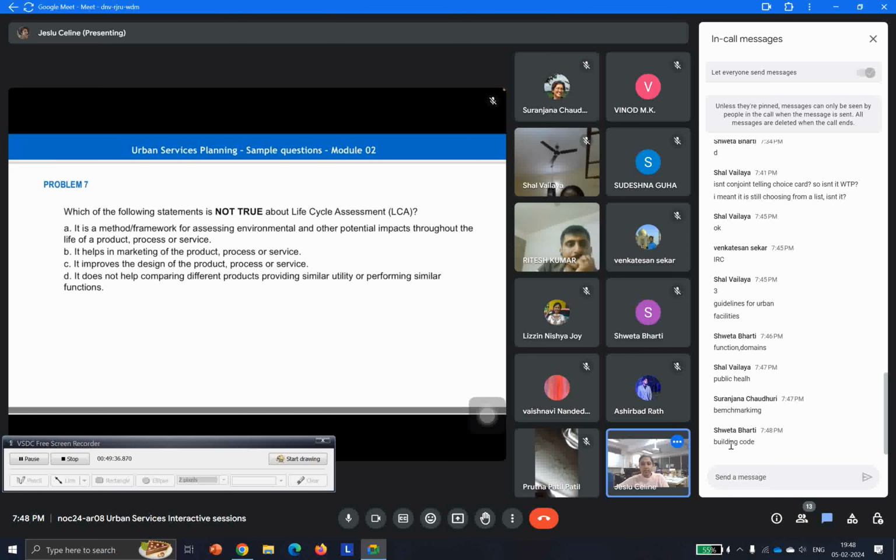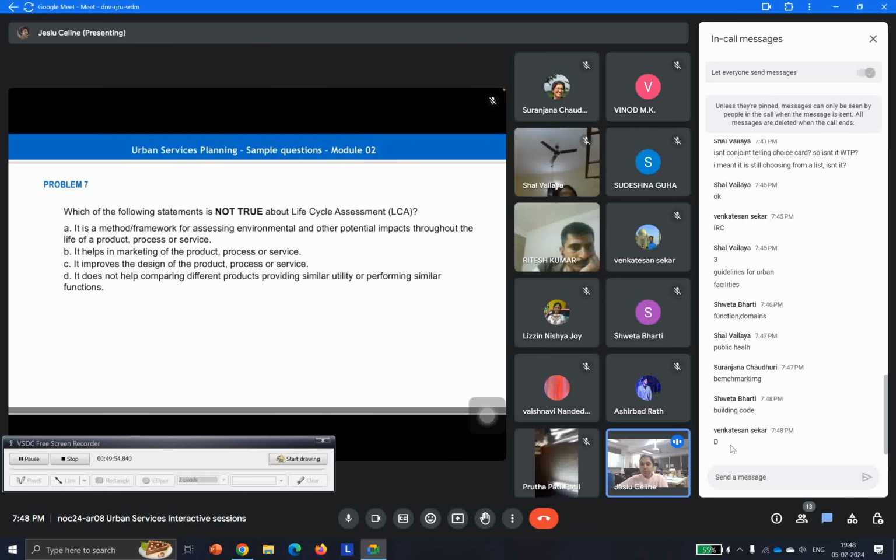Which of the following statements is not true about life cycle assessment? A, it is a method or framework for assessing environmental and other potential impacts through the life of a product, process, or service. B, it helps in marketing of the product, process, or service. C, it improves the design of the product, process, or service. And D, it does not help comparing different products providing similar utility or performing similar functions.